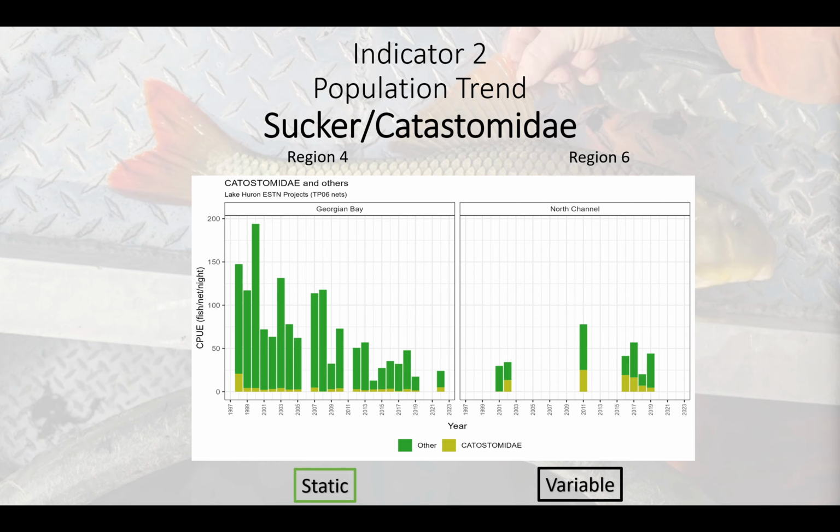And then looking at the early spring trap netting, again, it's hard to make out on this chart, but the yellow at the bottom of each of these figures looks pretty stable over the course of time, although the total number of species detected or captured in these surveys has decreased over time. The catostomids have remained relatively stable. And then over here in the North Channel, we're seeing greater catch per unit effort than we are in Georgian Bay, but again, relatively stable for the years that they were captured.